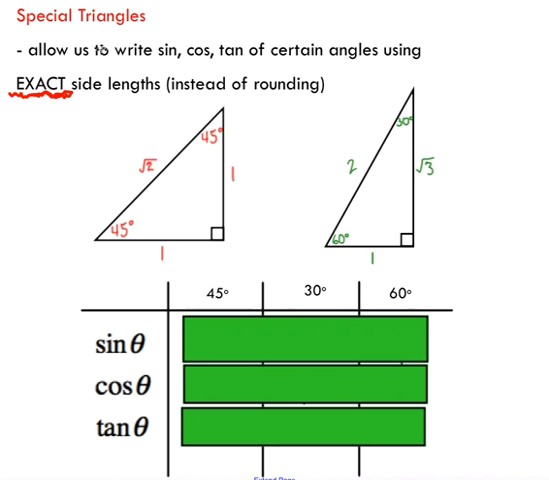Alright, so special triangles allow us to write trigonometric ratios of certain angles using exact side lengths instead of rounding. Exact meaning no decimals, so you'll see square root of 2, instead of writing 1.41, whatever the square root of 2 is, I just leave it as the square root of 2. So there's no rounding involved here. Now the way these things work, there's 2 of these special triangles. For instance, for any 45, 45, 90 triangle, the side lengths exist in the same proportions as a 1, 1, root 2 ratio.